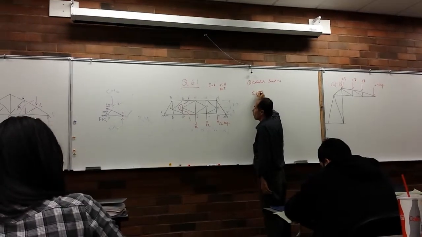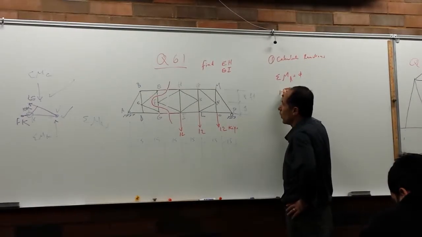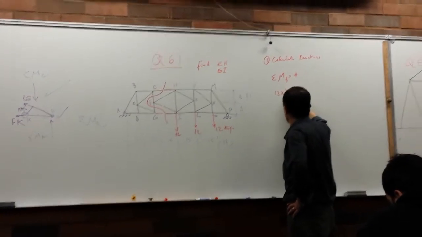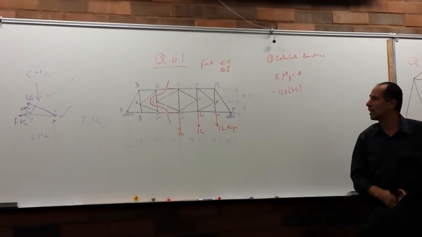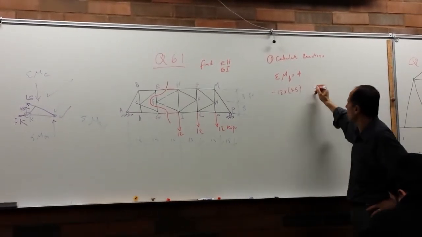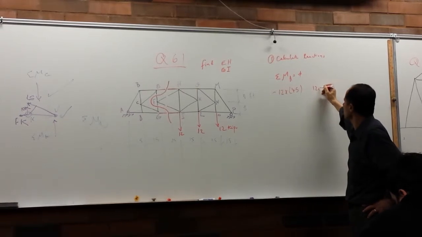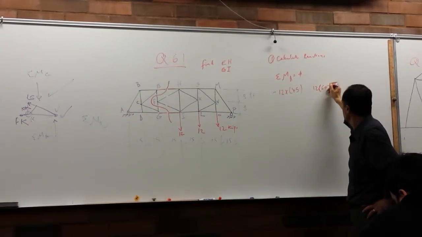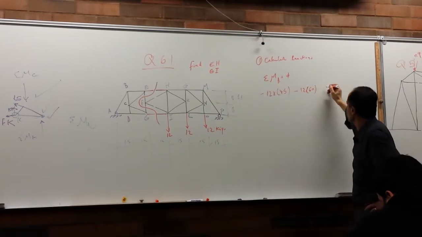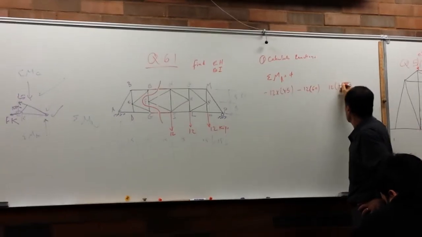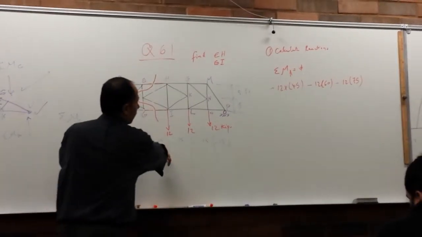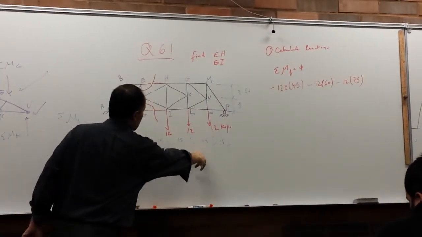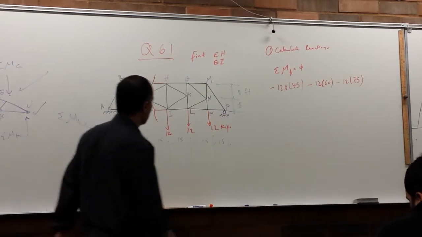Sum of moment at A equals 0. Help me write it down. 12 times 45 is negative. Agree? Put your finger at A. The other, 12 times 60, is negative. The third, 12 times 75. Agree? So 45, 60, 75, all of them are negative.